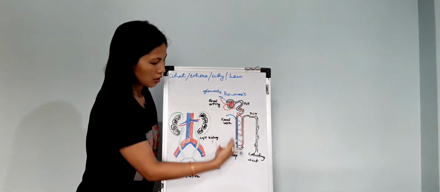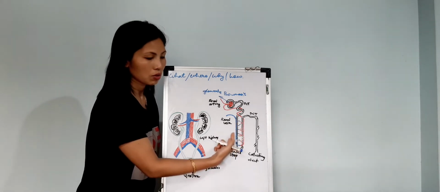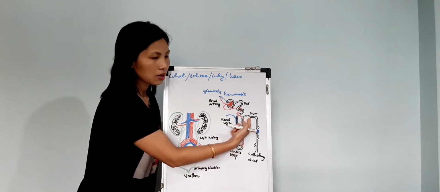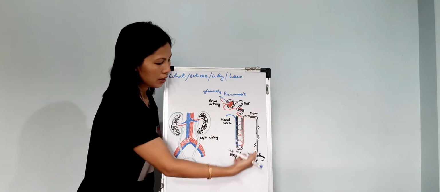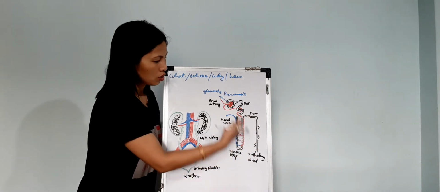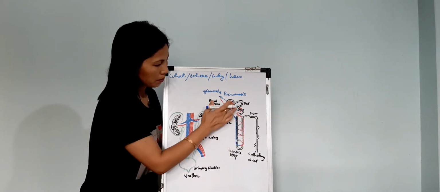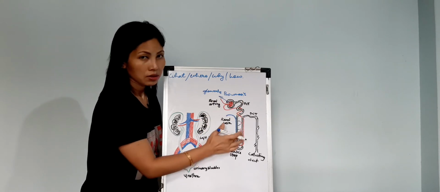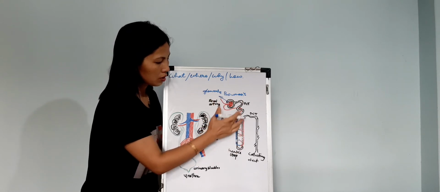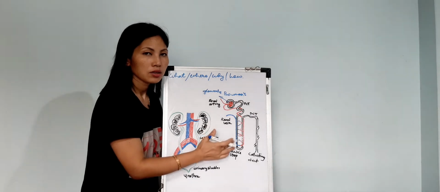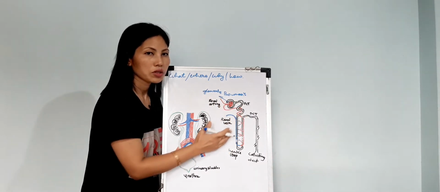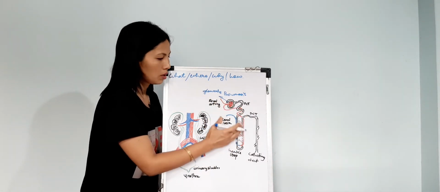Then next is a loop-like structure called the Henle's loop, then the distal convoluted tubule, and then the collecting duct. So the tube in black color in this diagram is the tube which is going to collect the urine, where the urine formation will occur, right?